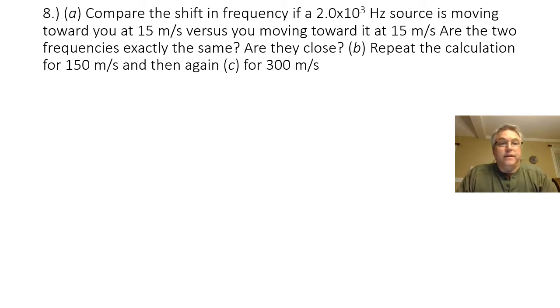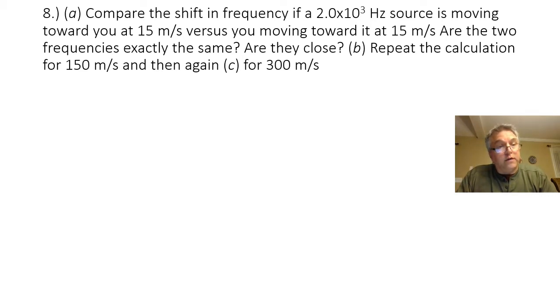Problem 8 tells us to compare the shift in frequency if a 2.0 times 10 to the third hertz source is moving toward you at 15 meters per second versus you moving toward the source at 15 meters per second. They want to know, are the two frequencies exactly the same? Are they close? Then they want you to repeat the same calculation for 150 meters per second and repeat it again for 300 meters per second. So let's do the first part first.